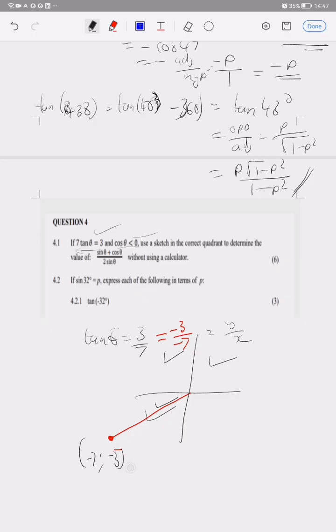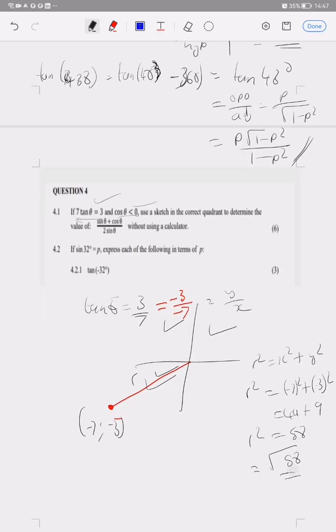Okay, so what do I do now? I'm just left with r for this case. So r squared is equal to x squared plus y squared. So r squared is equal to negative 7 squared plus negative 3 squared. So this will be 49 plus 9, which is 58. So r is the square root of 58. All right, what is the square root of 58? Using a calculator, it's just the square root of 58, right?